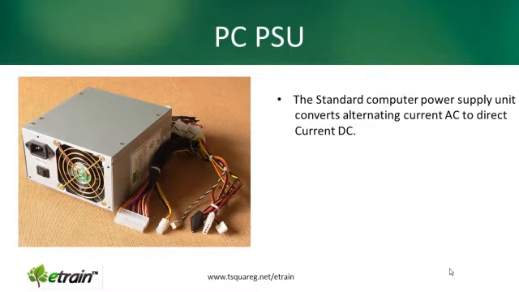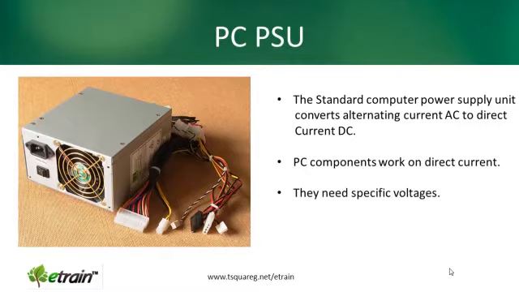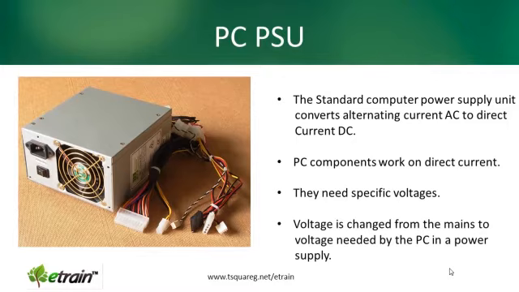Well, a standard computer power supply unit converts alternating current AC to direct current DC, and that's very, very important. The simple reason is PC components work on direct current only, and therefore they need specific voltages, not the voltage that comes from the mains. So we need a device that can take that voltage, convert it to the voltages we want, and supply it to those devices. And that essentially is what a power supply unit does. So the voltage is changed from the mains to the voltage needed by the PC in a power supply.